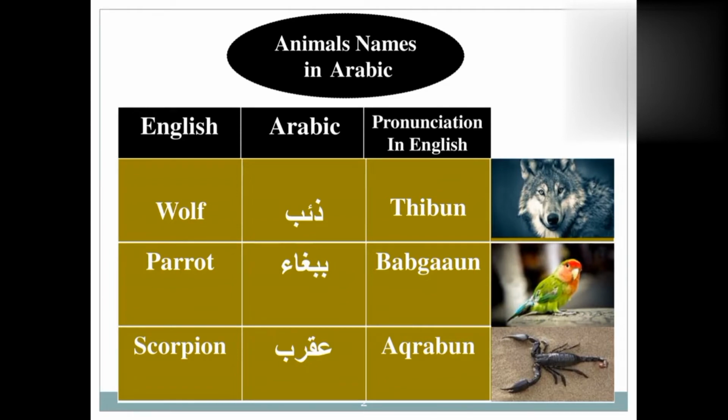For wolf we use in Arabic dhi'bun. Dhi'bun means wolf. Now see parrot. For parrot we use in Arabic babghaun. Babghaun means parrot. Now see scorpion. For scorpion we use in Arabic aqrabun. Aqrabun means scorpion.